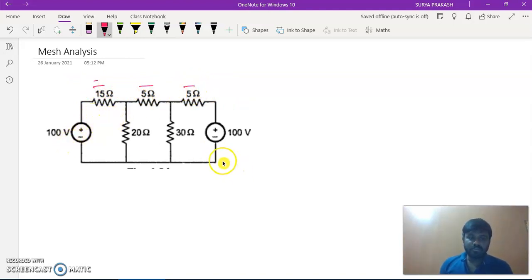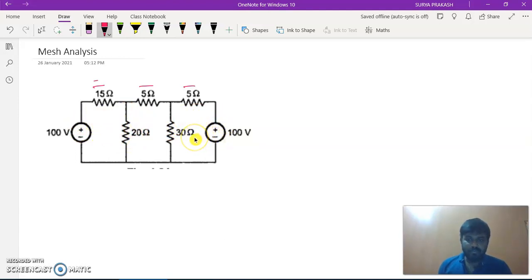So there are two power sources given, and each of them is 100 volts, and there are 5 resistances given: 1, 2, 3, 4, 5. Let us see how many loops there are. This is one loop, this is the second loop, and this is the third loop.